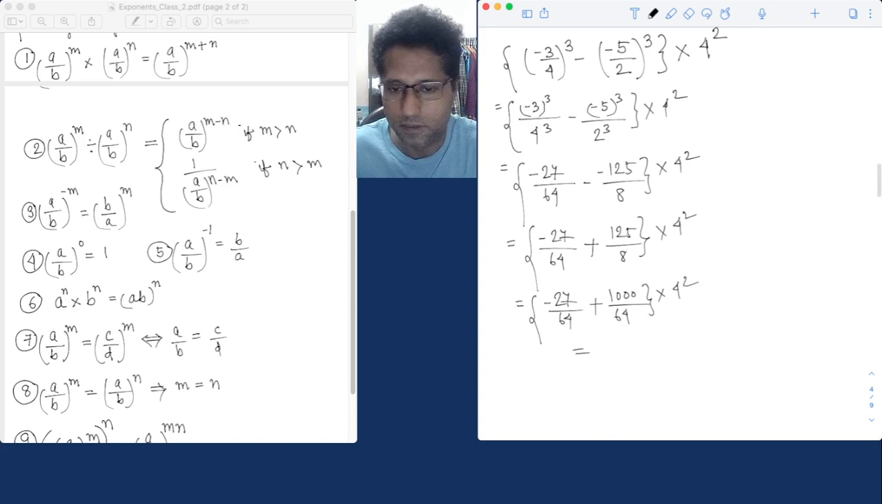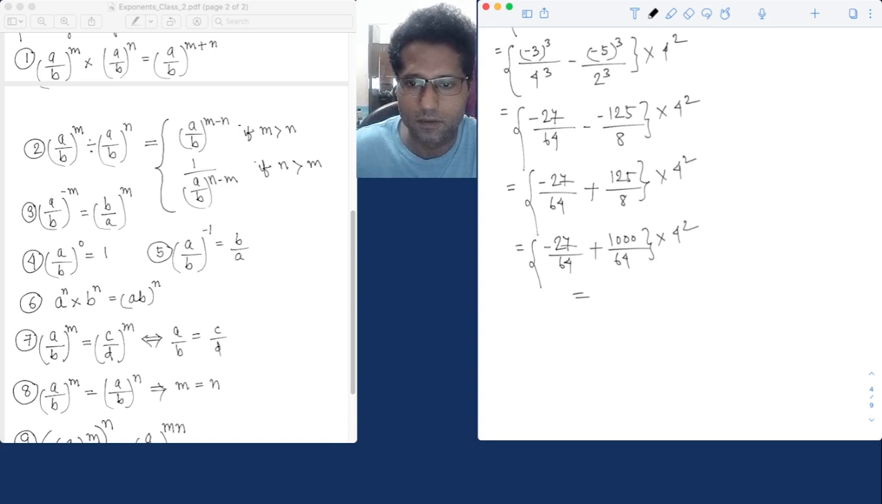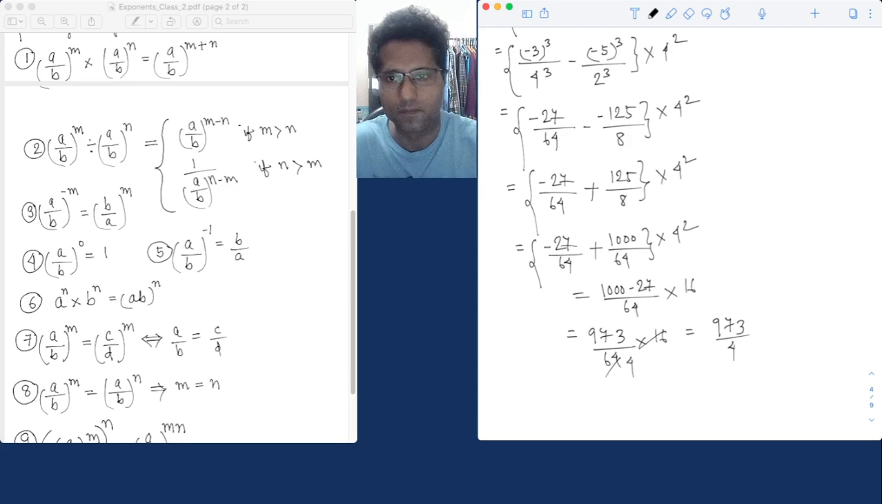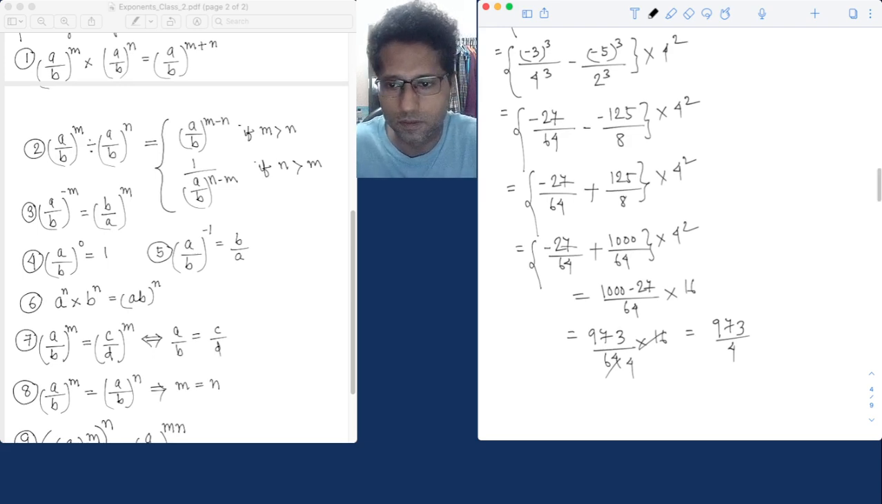This is 1000 minus 27 divided by 64, and 4 square is 16. This is 973 by 64 multiplied by 16. 16 gets cancelled, 4. So this is 973 by 4.